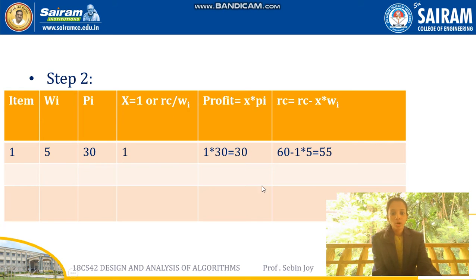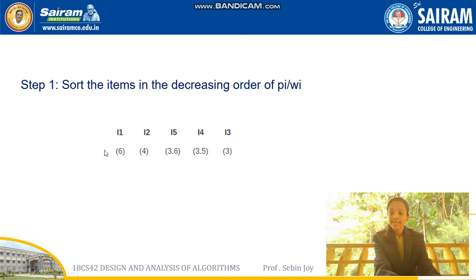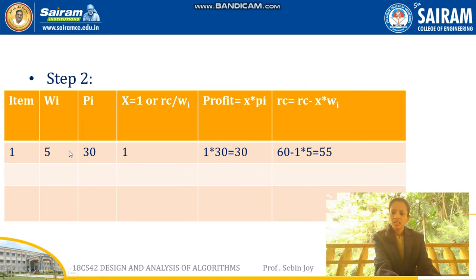This is the way you have to draw the table first with the column headings, and the first step is to insert item 1 into this. We will check what the weight and the profit are. Item 1 has weight 5 and profit 30, and we check the remaining capacity. The remaining capacity is 60 because that is the capacity of the knapsack in the beginning. We check whether the weight is less than 60. Yes, 5 is less than 60. So we will find the profit here.